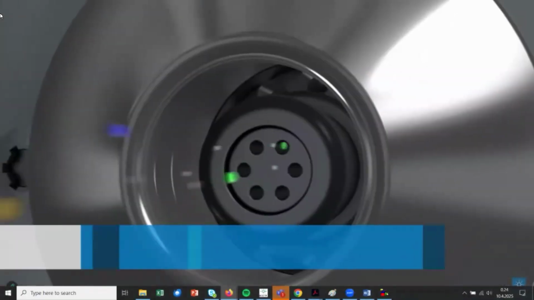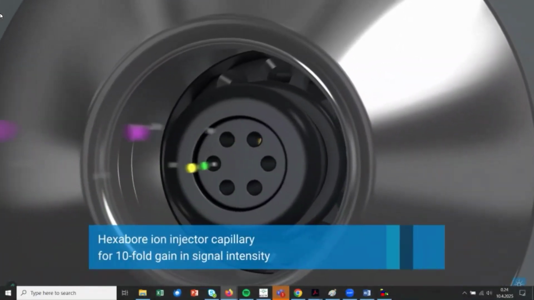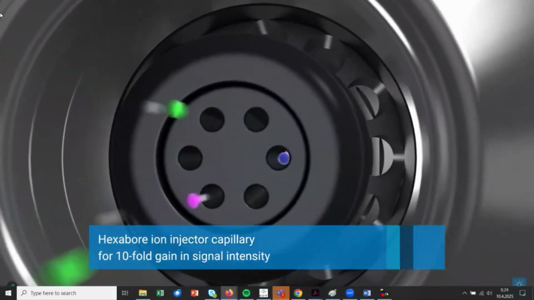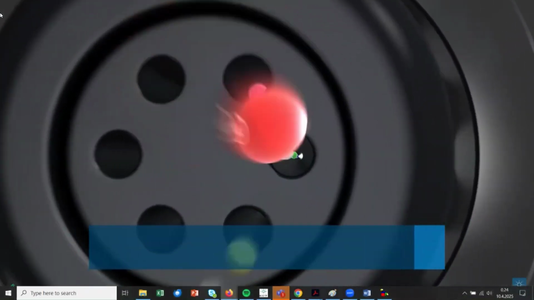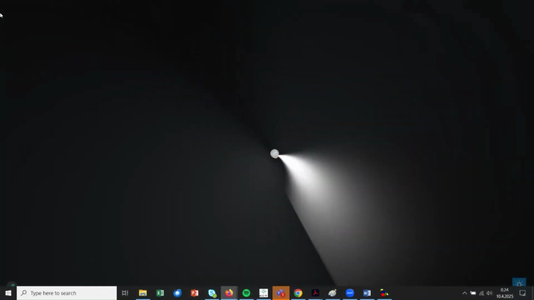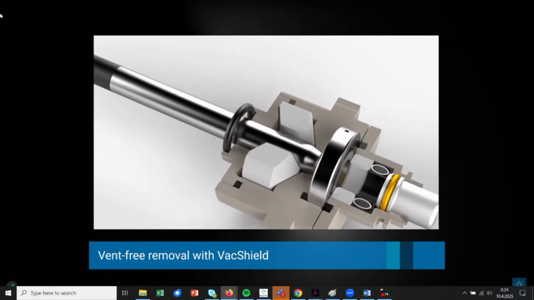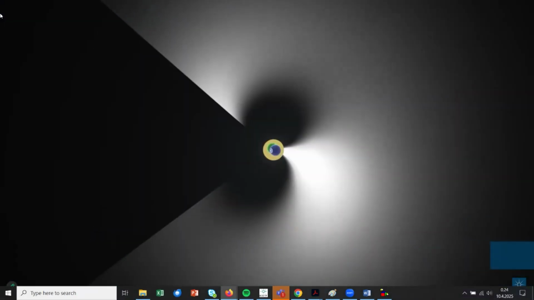A hexabore ion injector capillary increases the amount of ions entering, achieving a significant increase in ion sampling for a tenfold gain in signal intensity. With VacShield, the ion injector capillary can be easily removed without venting for increased uptime.